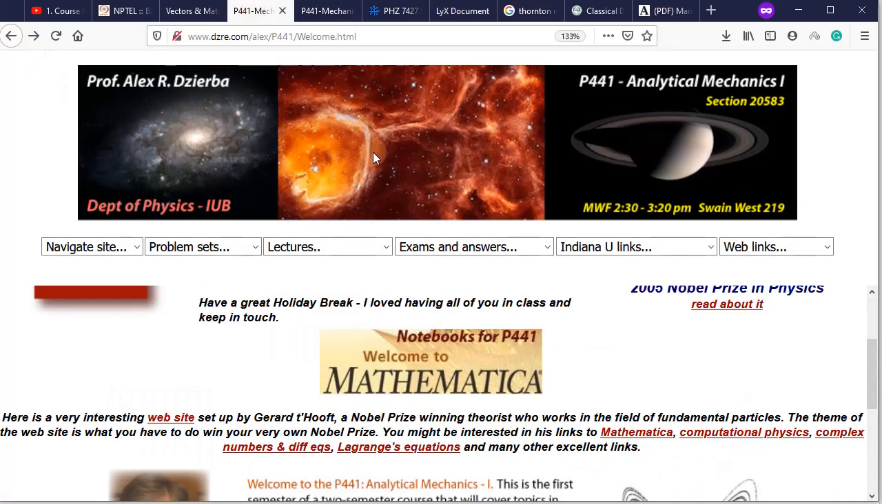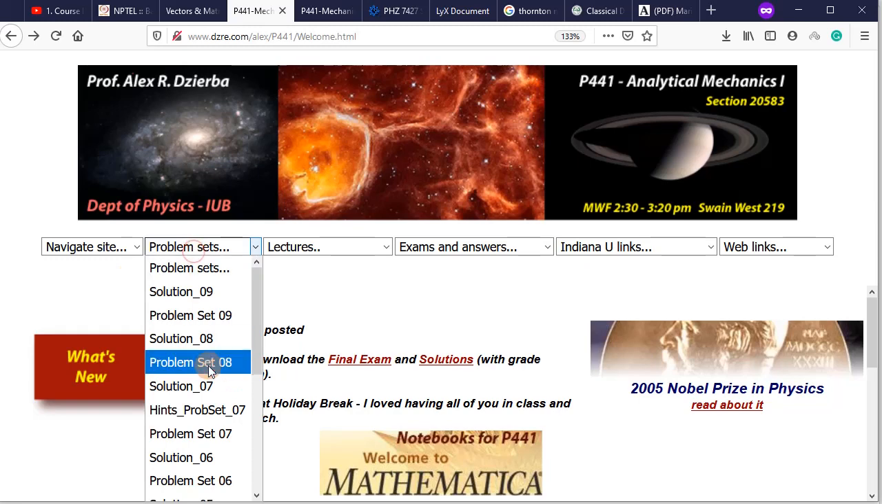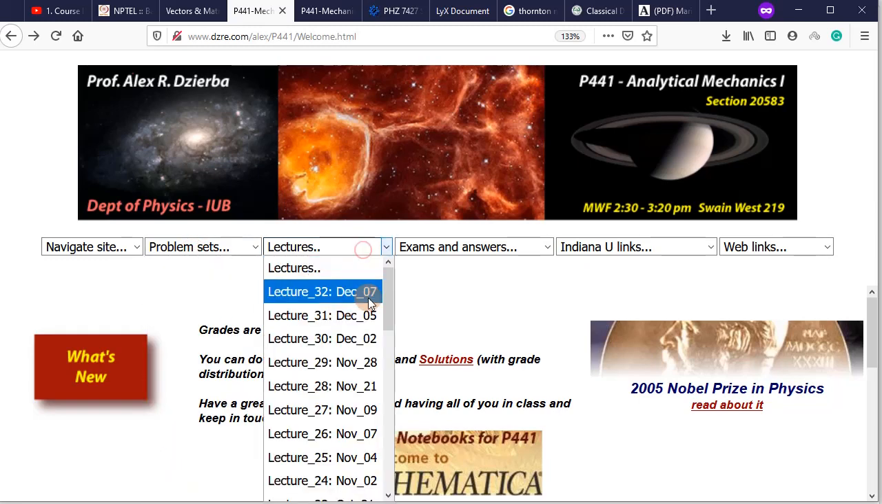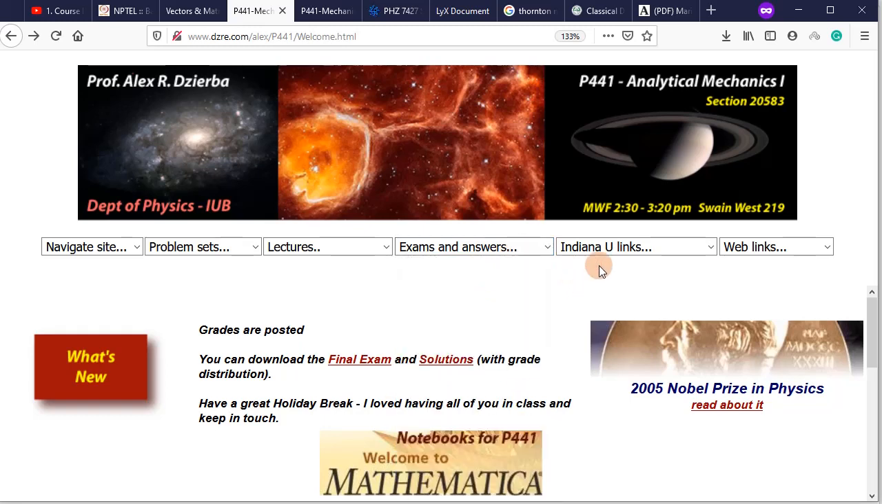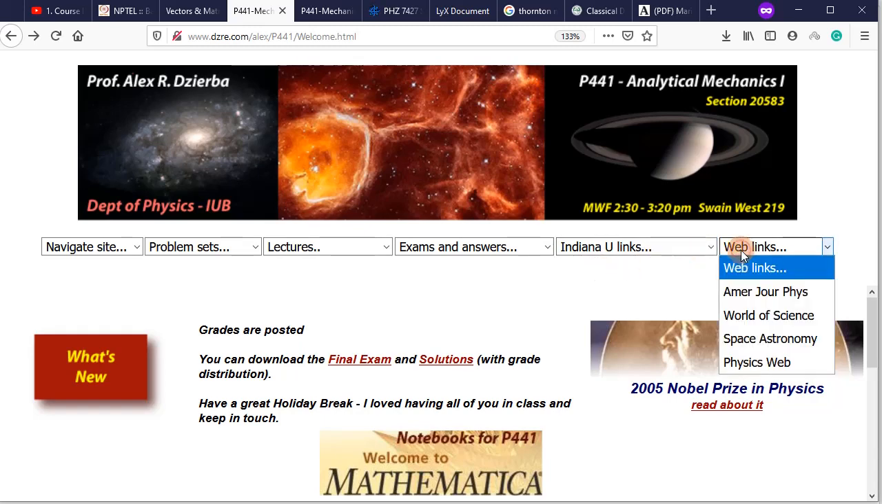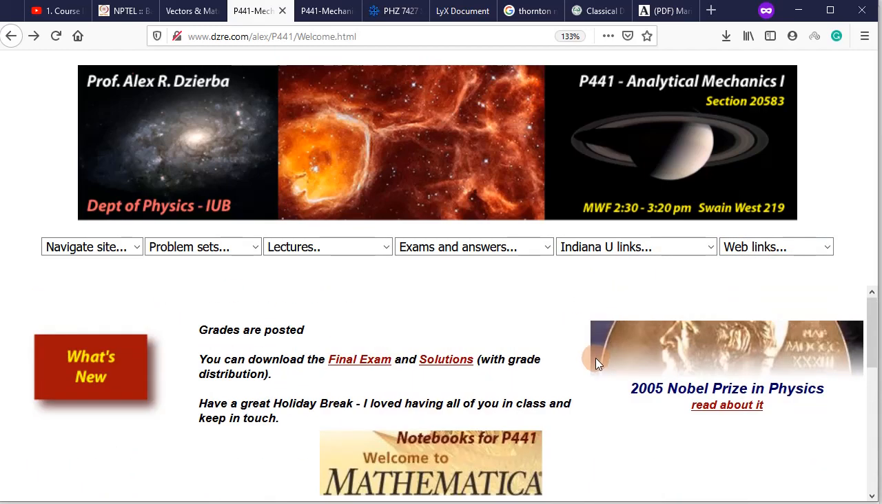If you have doubt whether these problems are really from Thornton and Marion or not, I think there is a mention somewhere that I remember. So maybe in lecture 1 or maybe somewhere here, there are some practice exams and solutions also which you can get here. I am not exactly seeing the mention here, but these are Thornton and Marion. You can just check by downloading the book and matching the problems.